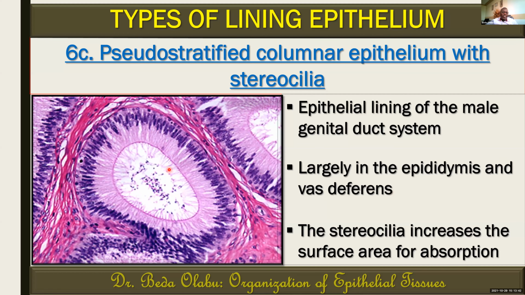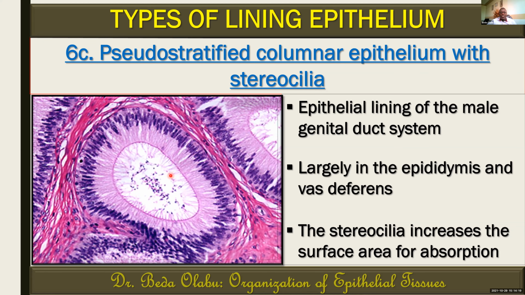What is the role of stereocilia in this epithelium? When sperms are produced from the testes, to facilitate the movement of sperm from the testes to the epididymis, the site of storage and the site of decapacitation, we need some fluid which is produced by the Sertoli cells. So the secretions of the Sertoli cells help to move the sperms from the site of production, the testes, to the site of storage, the epididymis and the vas.